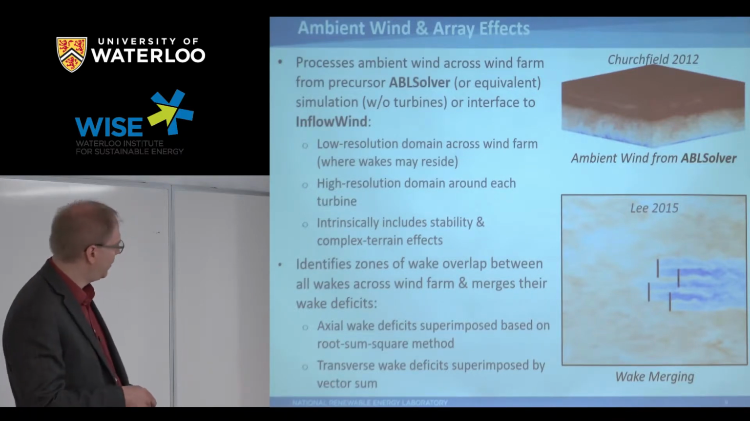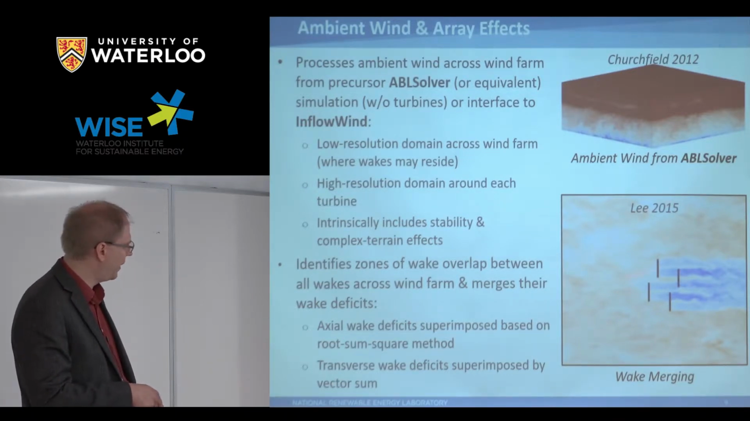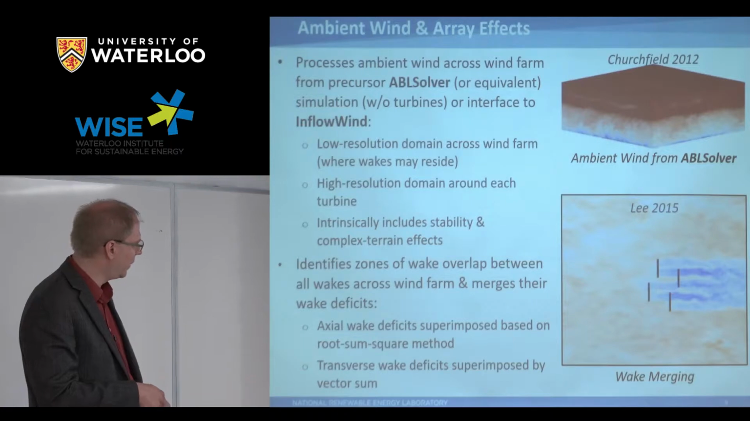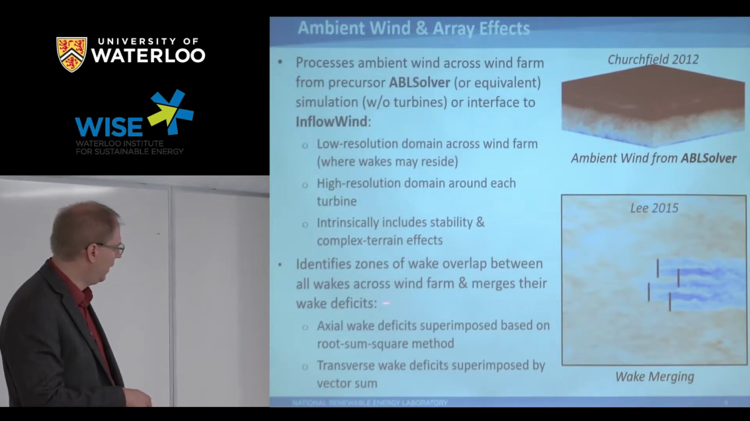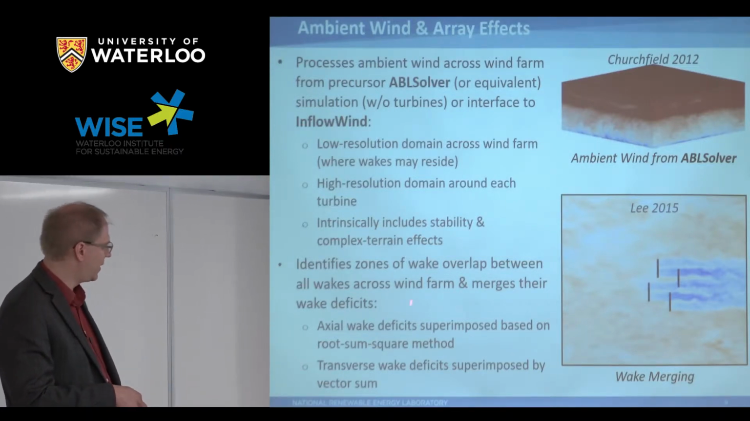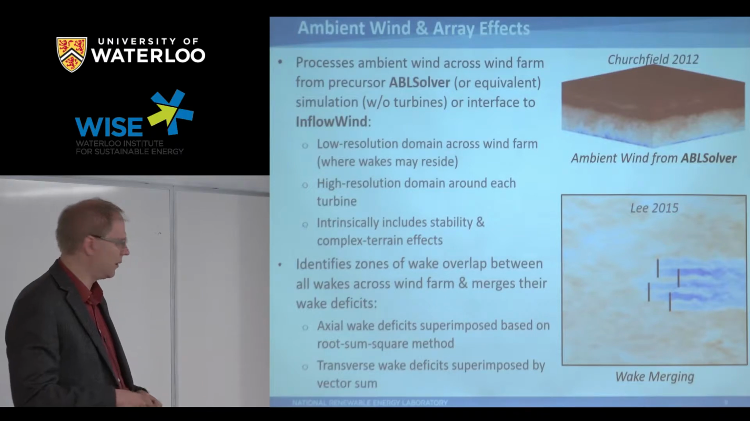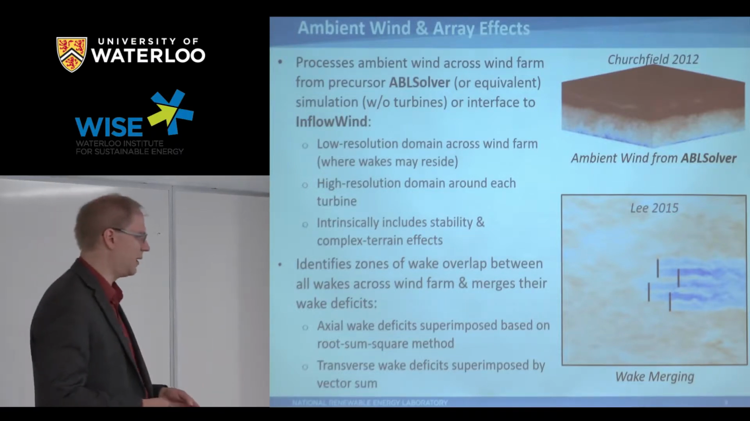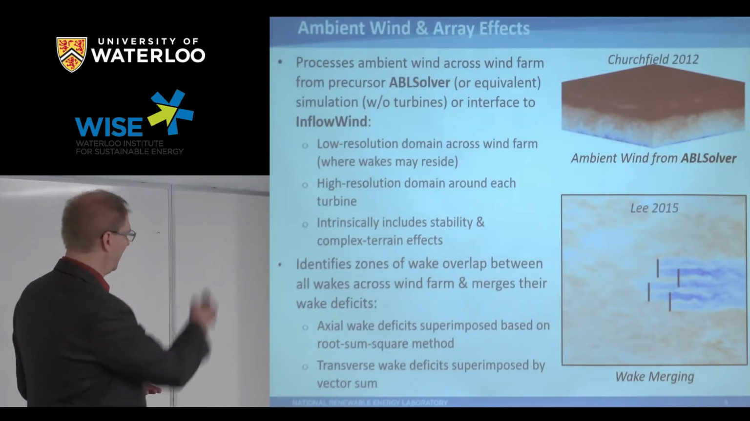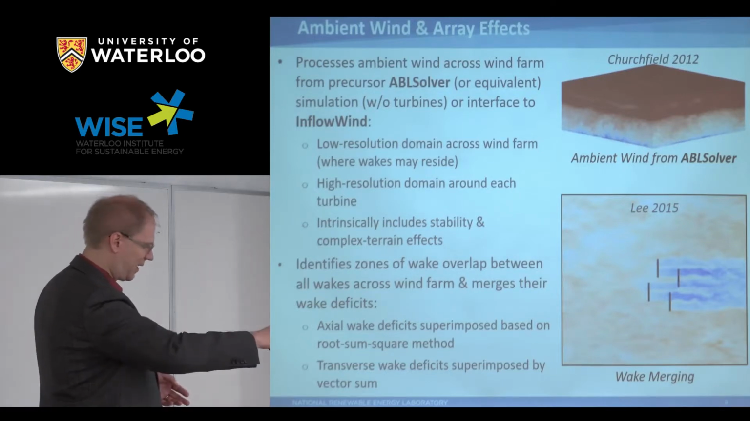So then imagine we have this ambient flow. What we do is we take these individual wakes we generated before and basically superimpose everything together. The superposition is fairly sophisticated in that the axial superposition basically happens through what's called a root sum square approach. Imagine if you know what a root sum square does, the first sum will take it down quite a bit.